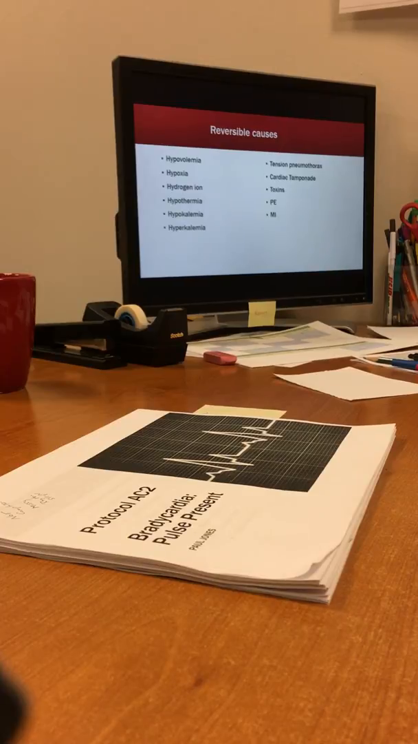Reversible causes. Hypovolemia can reverse with fluids, hypoxia with oxygen. Your hydrogen ions or acidosis, again, oxygen, and with medical orders, maybe some bicarb. Hypothermia, hypokalemia, and hyperkalemia. Your tension pneumothorax, your cardiac tamponades, your toxins, possible PE, which you won't know in the field. You possibly can suspect it, and your MI.